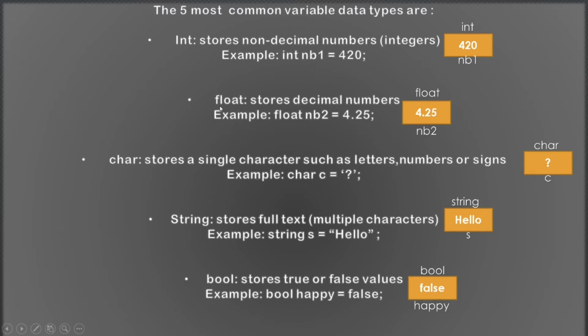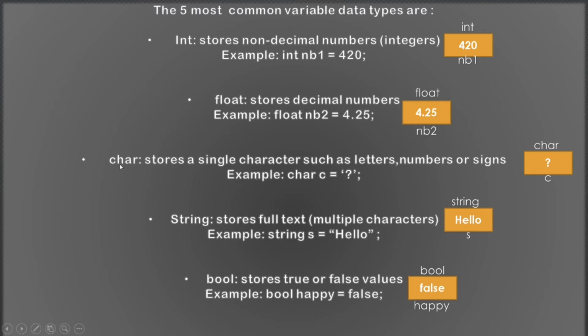Now moving on to floats. Float basically stores decimal numbers. So here we can't write something like 420.5 in an integer. It will just cut off the 5. We will see this in the code also. So if we want to store decimal numbers, we can use floats. Here's an example: float number2 equal 4.25. So this is what happens. We store 4.25 in a block called number2, and it is of type float.